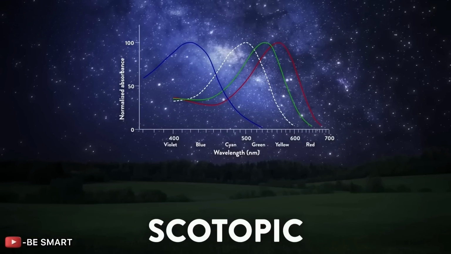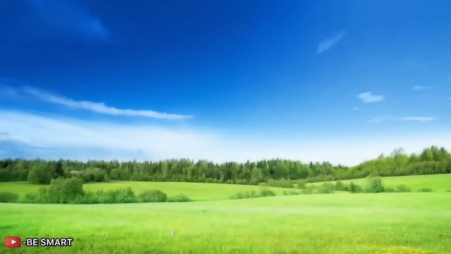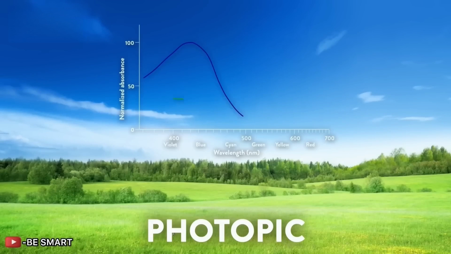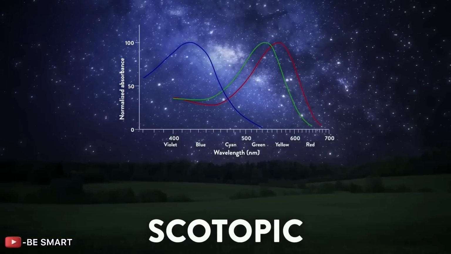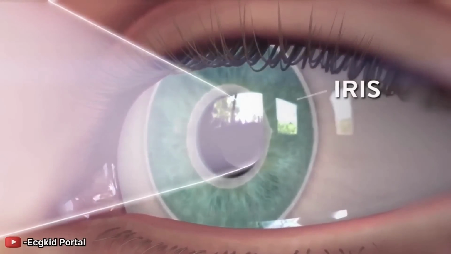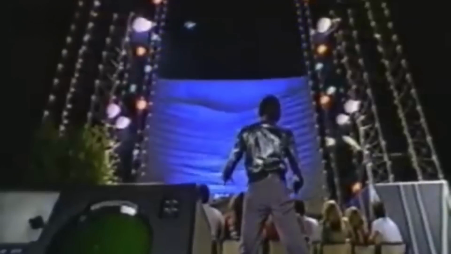Scotopic vision is what we rely on in very low light conditions, while our normal bright light, photopic vision, is driven by three types of color-sensitive cone cells. Scotopic vision comes from rod cells. Rod cells are excellent at detecting brightness and working in dim environments, but they cannot distinguish colors. This is why light pollution interferes with our rod cells and blocks us from seeing the stars in the night sky. And this is the same principle Copperfield exploited.